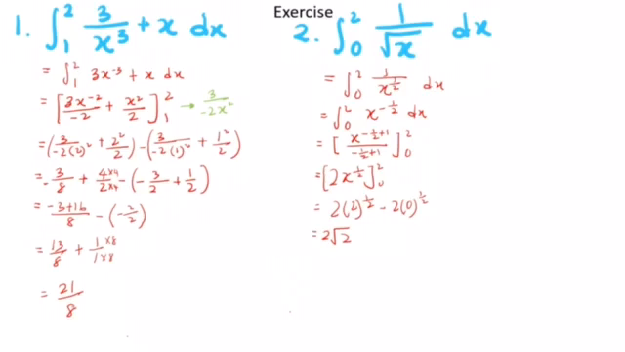The other one, we just sub in the upper limit and the lower limit and we can get the value. And for the second question, we know that square root of x is the power of 1 over 2. But if we bring it from denominator to the numerator, it will become negative. So negative 1 over 2 plus 1 will become 1 over 2. And just sub in the value and we can get the answer.